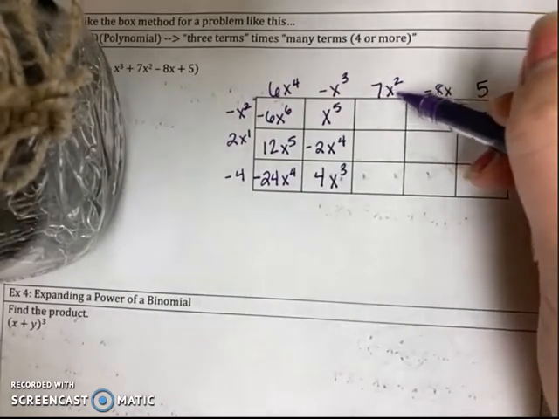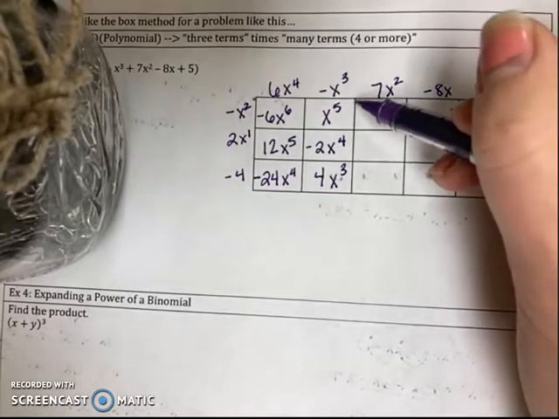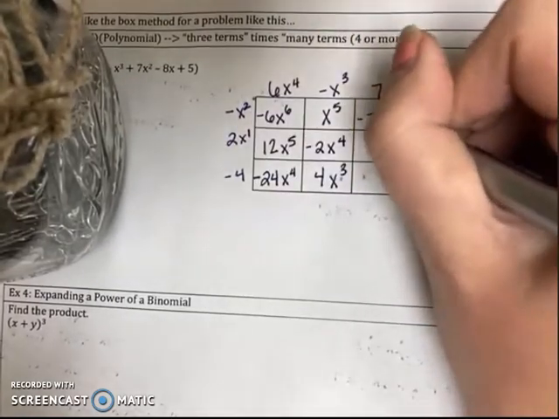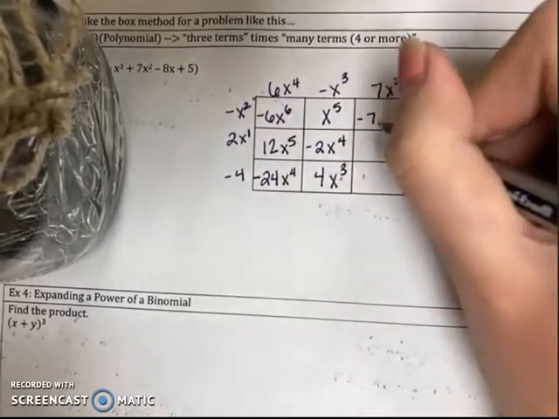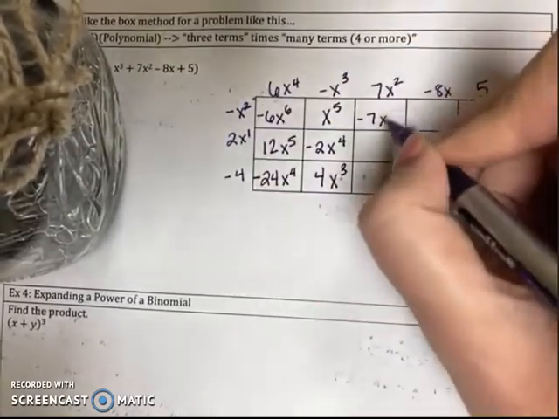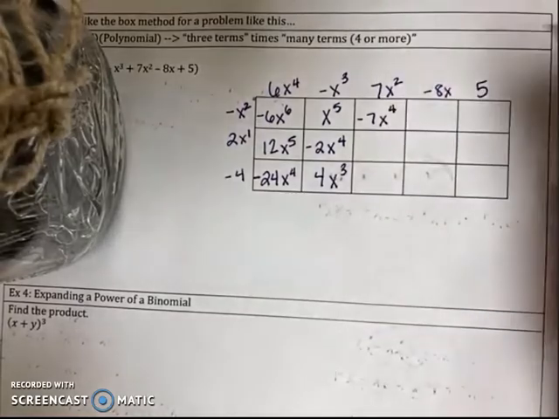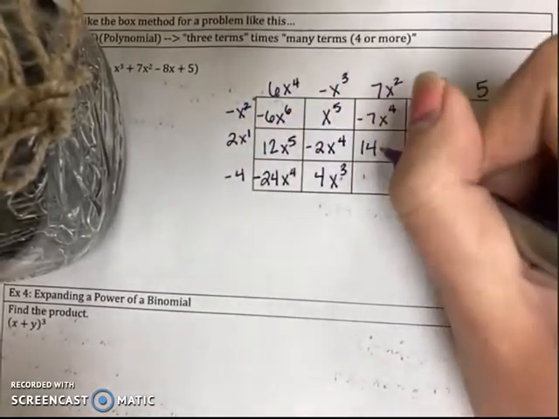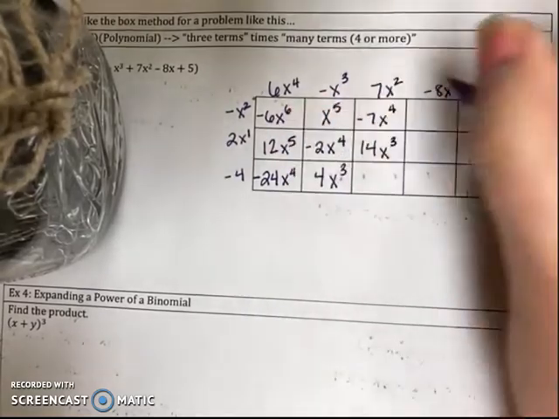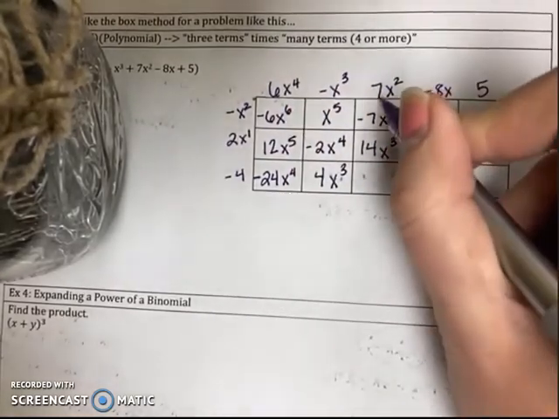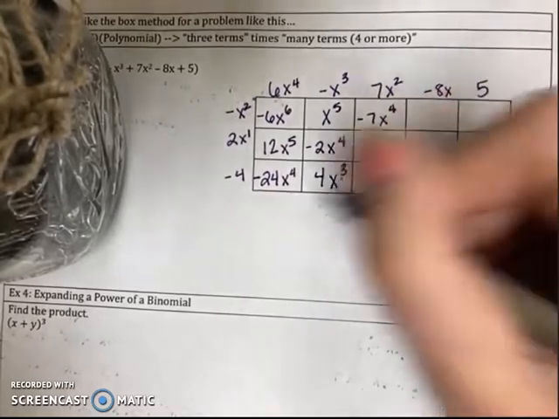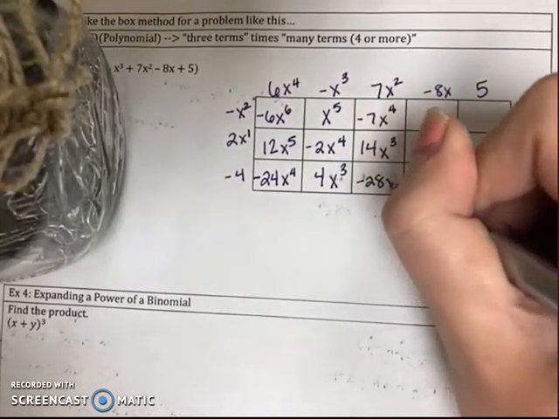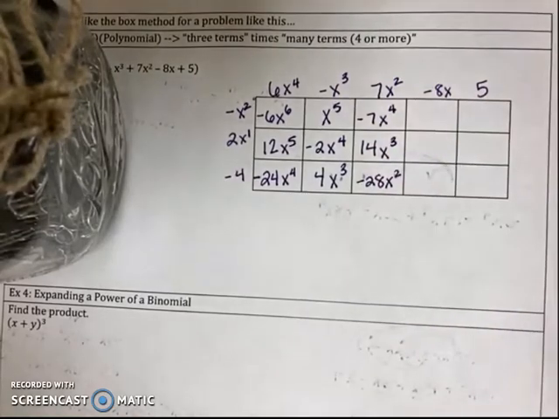Now we have 7x squared. Same thing. I'm going to multiply it by each thing that's to the left. 7 times a negative 1 is a negative 7. X squared times x squared is x to the 2 plus 2, so 4th power. 7 times 2 is 14. X to the 1st times x squared is x cubed, because it's 1 plus 2. And then the last one, 7x squared times negative 4, would give me a negative 28. I'm going to keep that x squared.